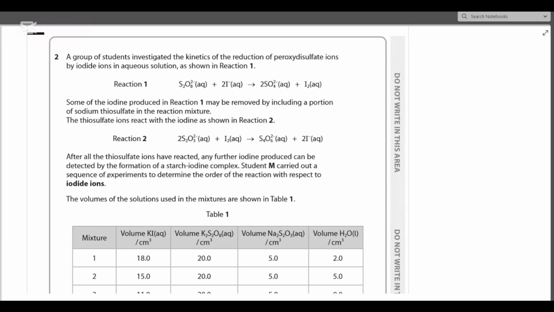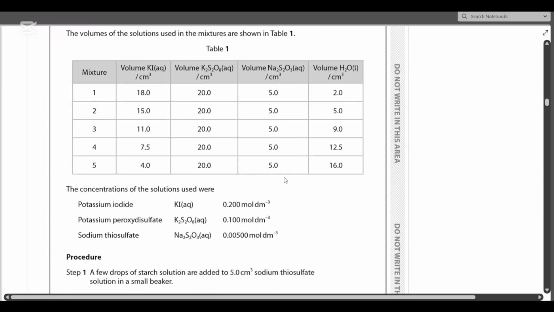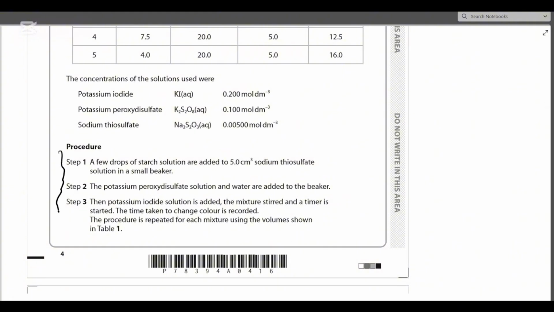Student M carried out a sequence of experiments to determine the order of reaction with respect to iodide ions. The volumes of the solution used in the mixture are shown in table 1. So you can see the table is provided, and you see the mixture, the volume of K2S2O8, the volume of Na2S2O3 and the volume of water which was added. The concentrations of the solutions used are also provided, and the procedure has been outlined.